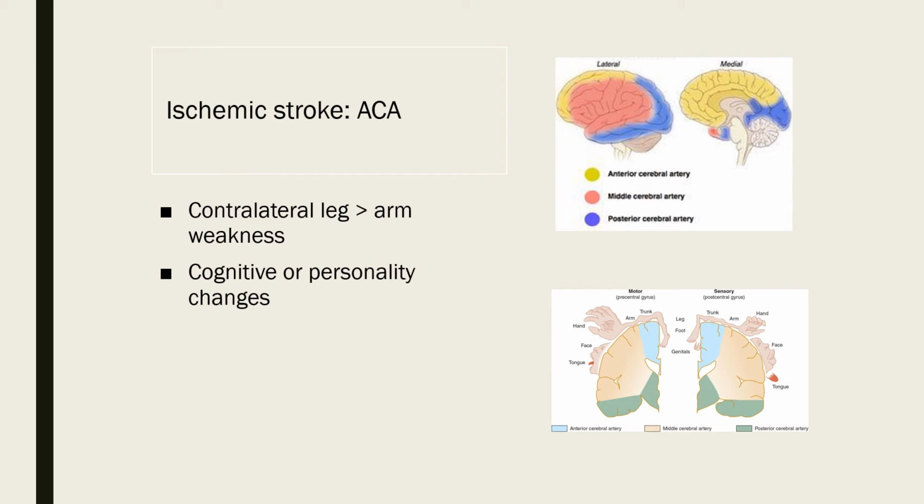So with anterior cerebral artery strokes, you can see from the picture that these primarily affect the frontal region along with some of the pre and post-central gyrus. That's the pre is your primary motor cortex, whereas the post-central gyrus is your primary somatosensory cortex. And you can see here from the homunculus that it will typically affect your leg more than your arm. And also with frontal lobe infarcts, you'll usually see more cognitive and personality changes.